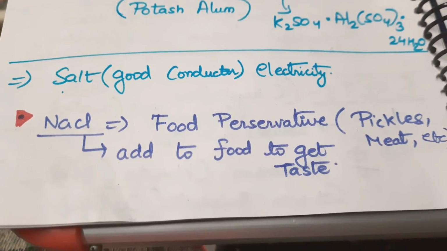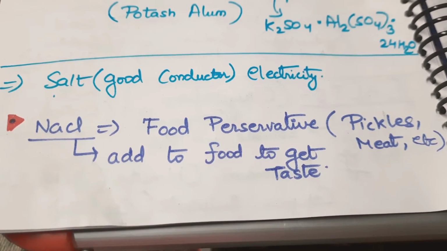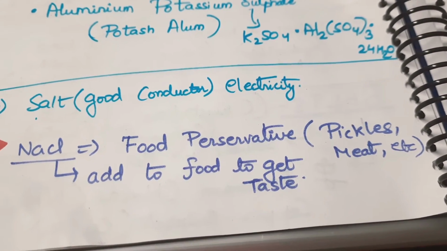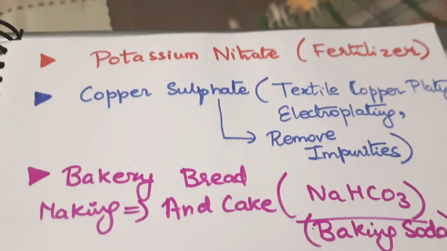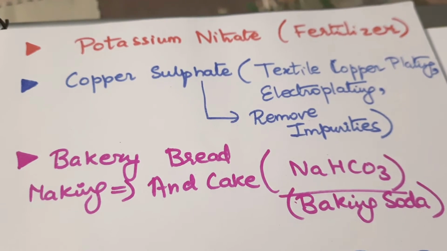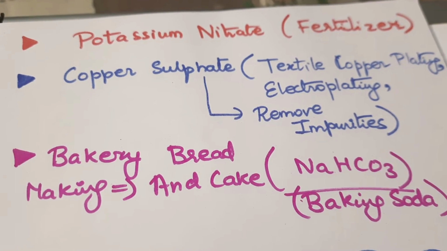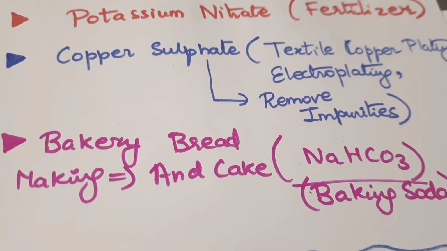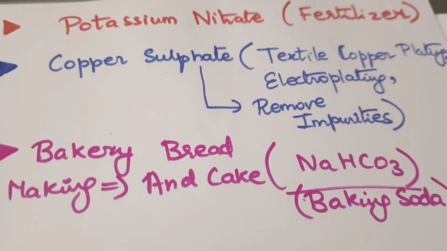Now, salt is also a good conductor of electricity. There are some more uses: NaCl is used as a food preservative in pickles and meat, and NaCl adds flavor to the food. Now potassium nitrate is used as fertilizer. Copper sulfate is used in the textile industry, in copper plating and electroplating. It removes impurities and cleans other substances. In bakery items like bread and cake, we use baking soda, that is NaHCO3.